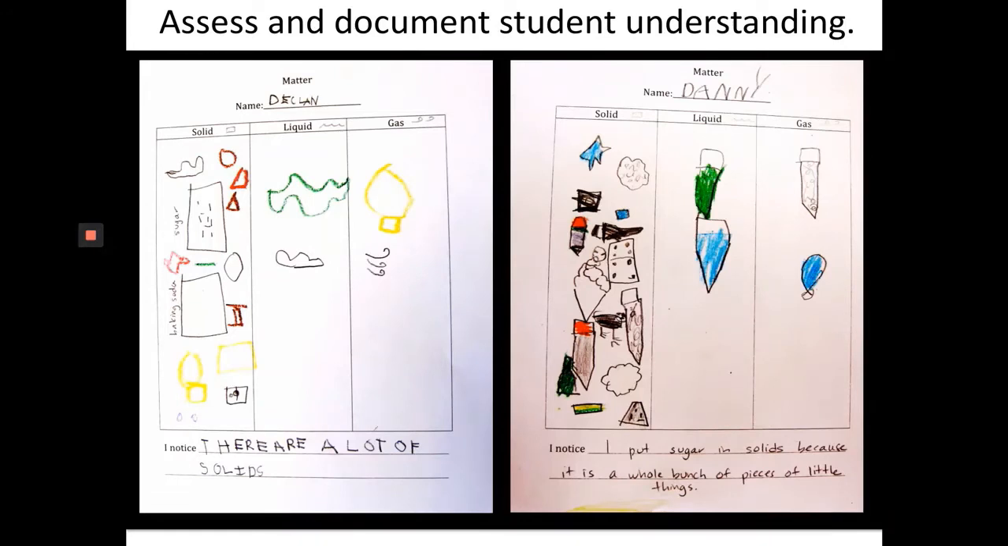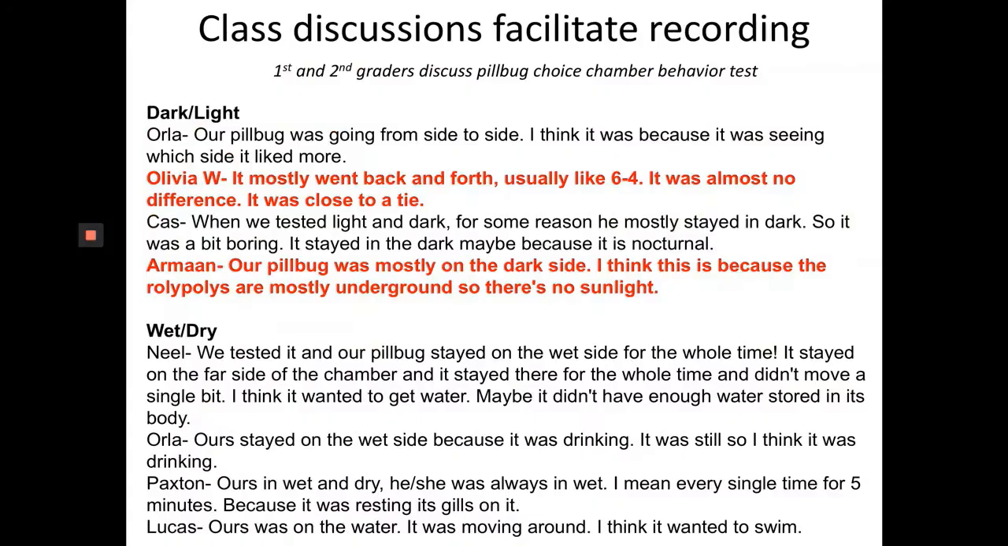Student recording and conversations can reveal their understanding of concepts. Often taking dictation provides a deeper view than what the student records independently. In this experiment, sorting solids, liquids, and gases, one records, "I noticed there are a lot of solids," while a conversation with another student reveals, "I put sugar in solids because it is a whole bunch of pieces of little things." Having a class discussion before asking students to write conclusions leads to more detailed writing.